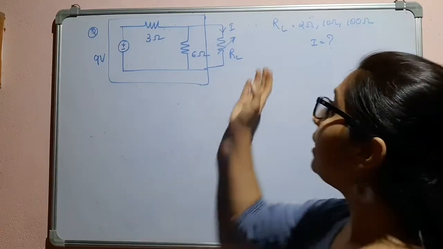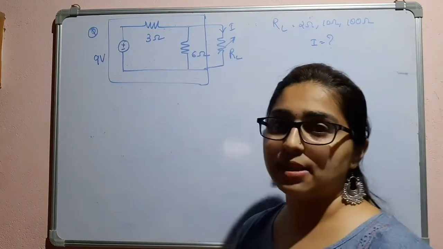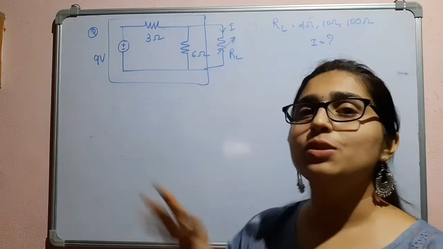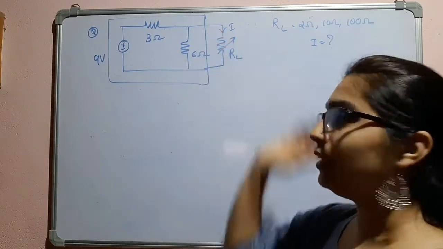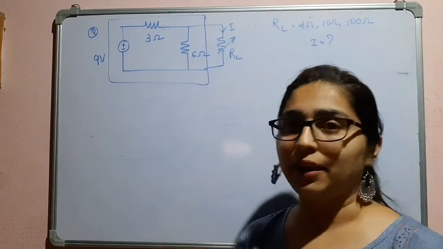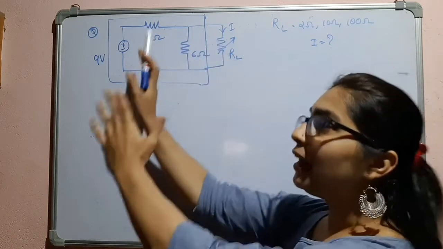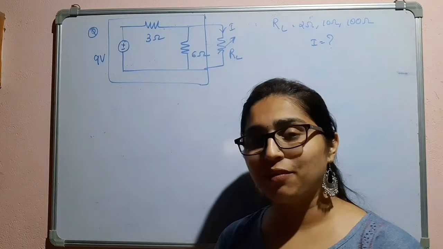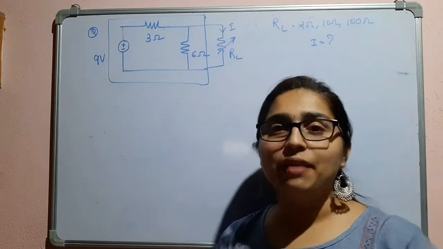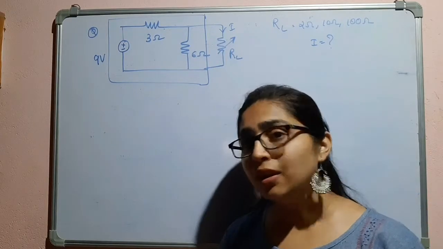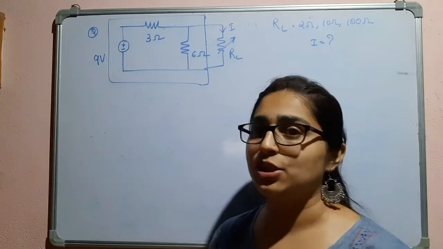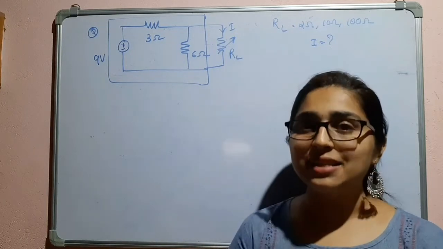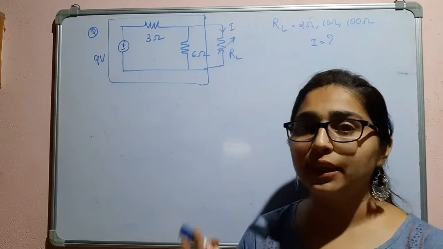They have given three different values of the load resistances, that is 2 ohm, 10 ohm and 100 ohm. So for these values of resistance, we have to find the current. First let us find the Thevenin's equivalent circuit. You know how to find the Thevenin's equivalent circuit, right? It will have a voltage source in series with a resistor, that is RTH. VTH is nothing but the open circuit voltage. So that is your Thevenin's voltage.